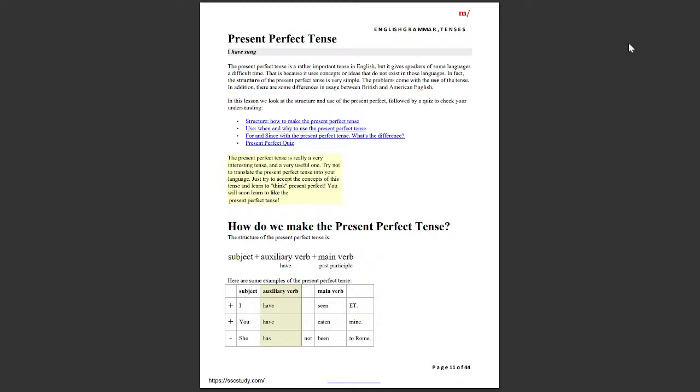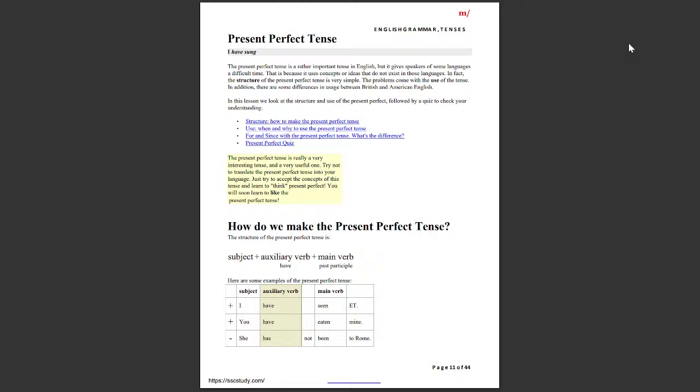So in this lesson, we'll look at the structure and use of the present perfect, as usual, followed by a quiz to check your understanding. Okay, so: structure, how to make the present perfect tense; use, when and why to use the present perfect tense; for and since with the present perfect tense, what's the difference; and the present perfect quiz. So these are the topics I'm going to cover now.